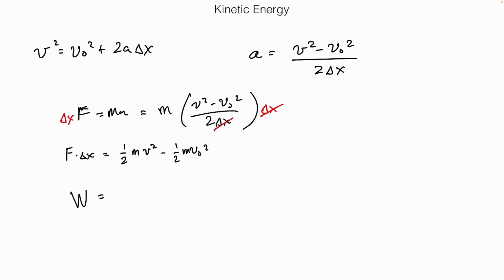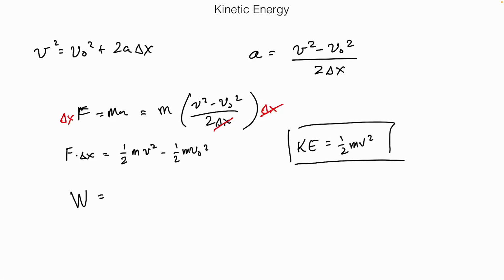Back to this. So we've got work, and then we have a difference of something over here, don't we? We have 1/2 mv, what kind of v? Final, minus 1/2 mv initial. So there's a final minus an initial thing over here, isn't there? We're going to give that thing a new name. We are going to call 1/2 mv squared the kinetic energy.